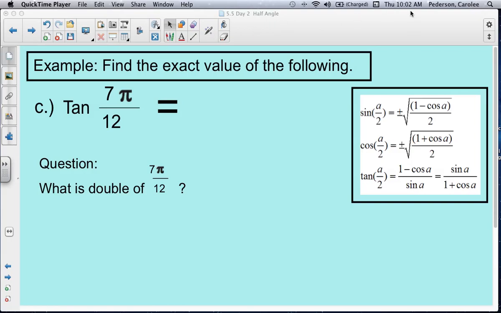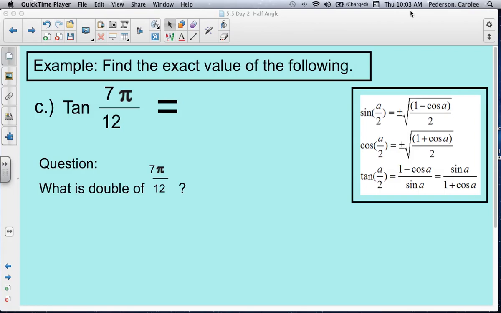This is 5.5, day 2, part 3. We want to find the exact value of the tangent of 7 pi over 12. So this one I'd say you can just watch and listen and follow along with me. So 7 pi over 12 is not on the unit circle.